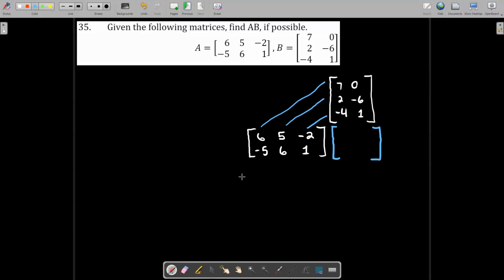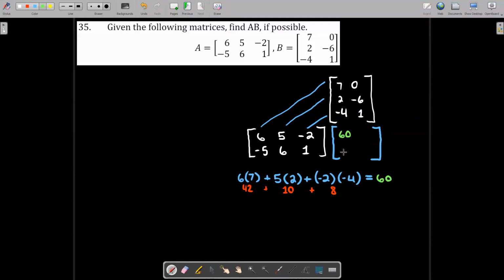The first dot product will be 6 times 7 plus 5 times 2 plus -2 times -4. Okay, and 6 times 7 is 42. 5 times 2 is 10. -2 times -4 is +8. We're going to add all these together, and we get a dot product of 52 plus 8, or 60. So we put 60 right here in this row.